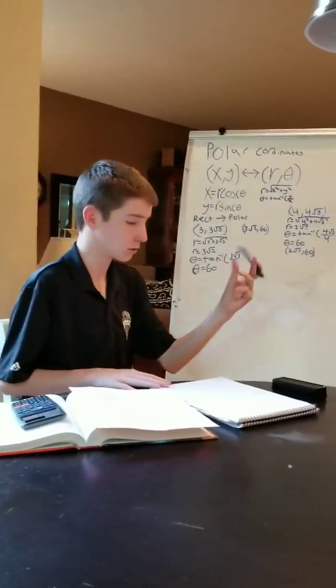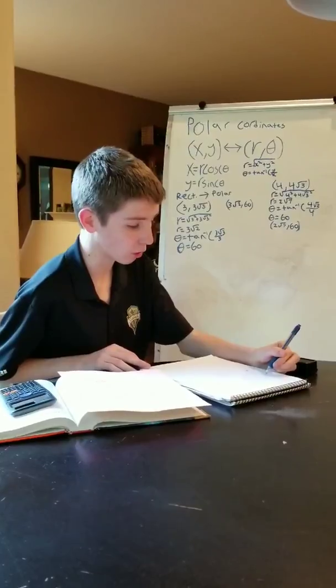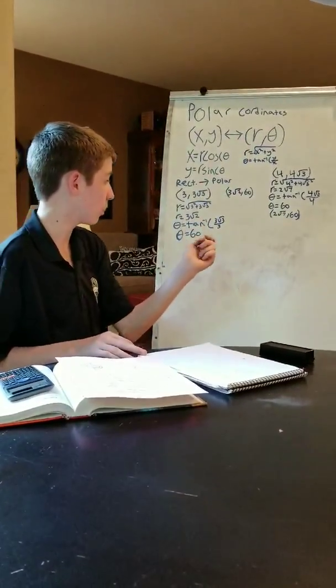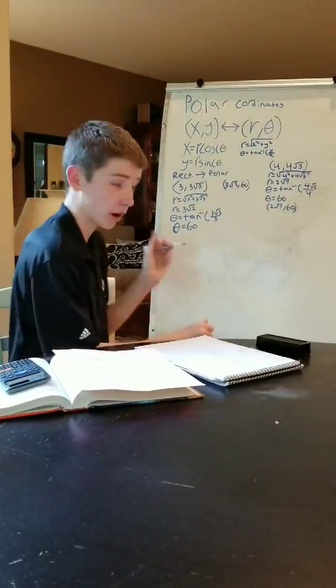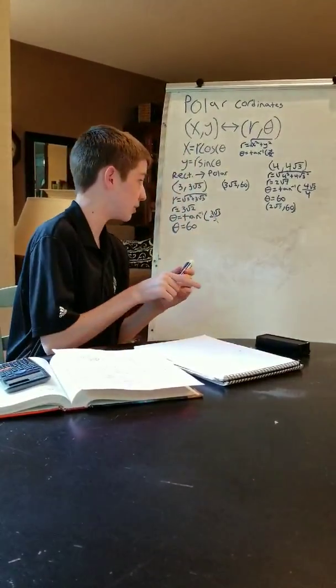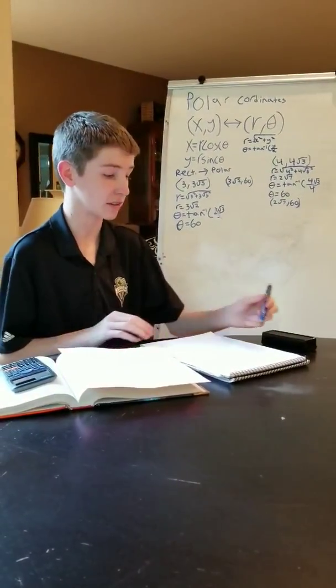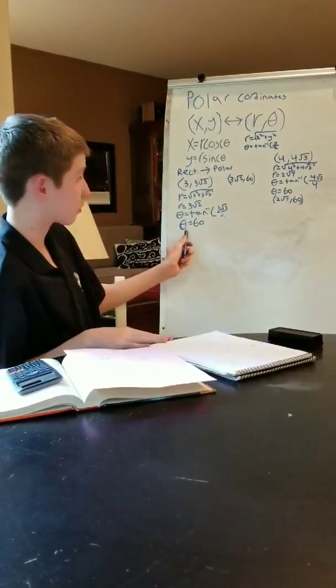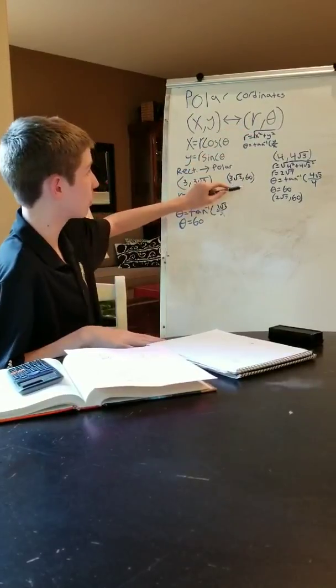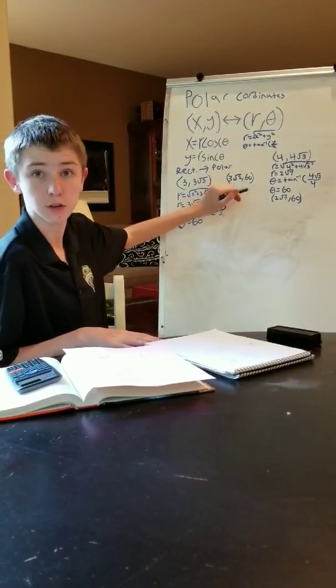And then to find theta, it's the inverse tangent of 3 square root 3 over 3, which is y over x. Since it's 3 on both sides that aren't in parentheses, you can cancel them out, leaving just square root 3. The inverse tangent of square root 3 is 60 degrees, and you just plug that into your theta. So your final answer for this problem is 3 square root 2 comma 60.